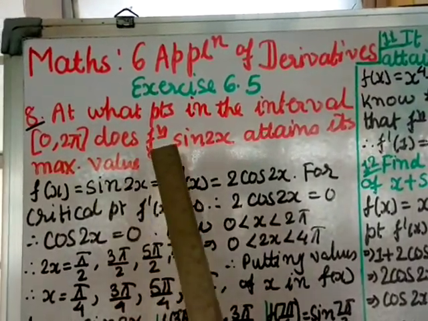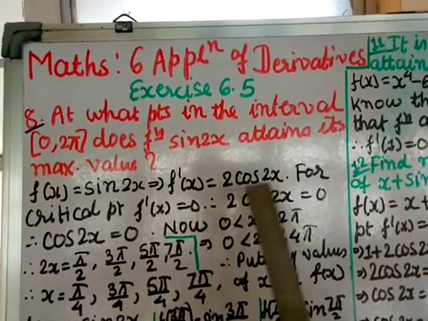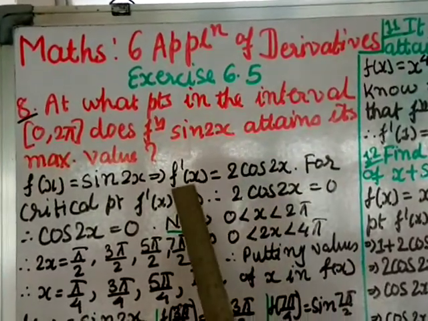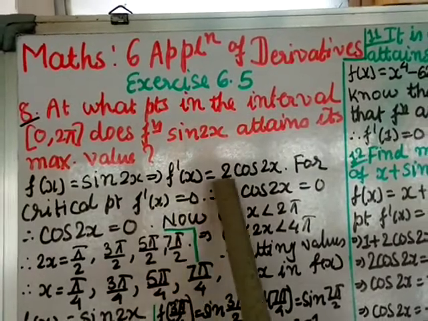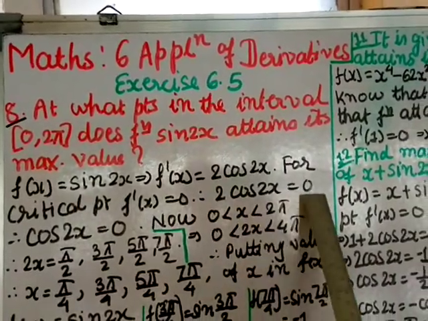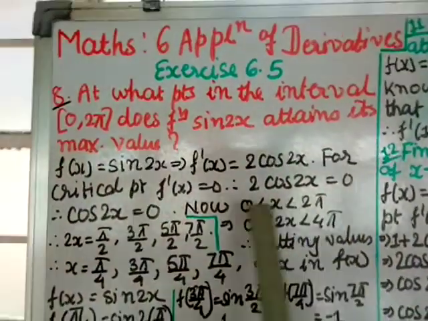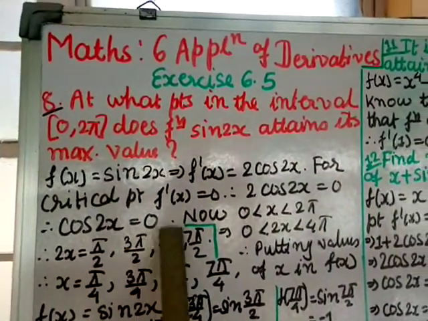Now I have to find the maximum or minimum value. For that I have to find the critical points, so I equate f'(x) equal to 0. So 2 cos 2x is equal to 0. That means, transferring the 2, cos 2x is equal to 0.